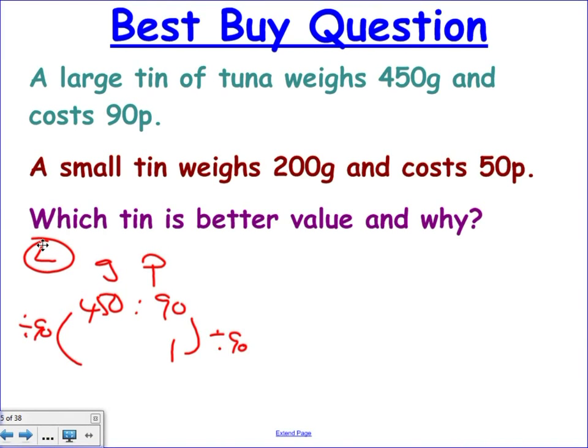You have to divide the other side by 90. Divide the other side by 90. Get 5 grams. So your 1 penny buys you 5 grams of tuna. Whoop-de-doo. Let's look at the small tin.